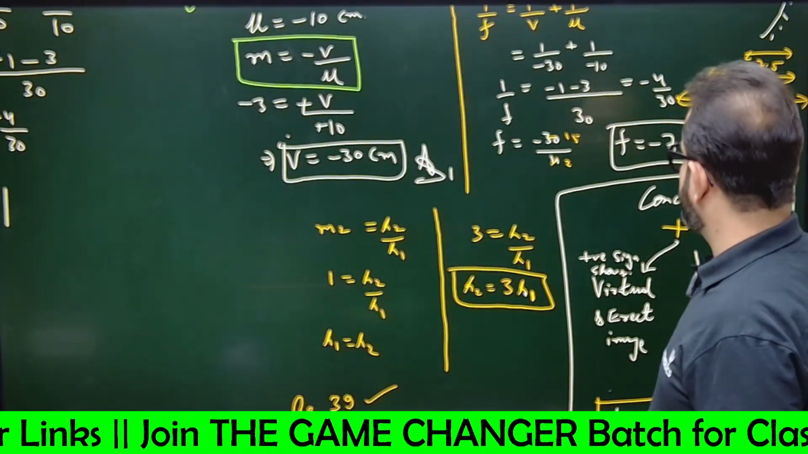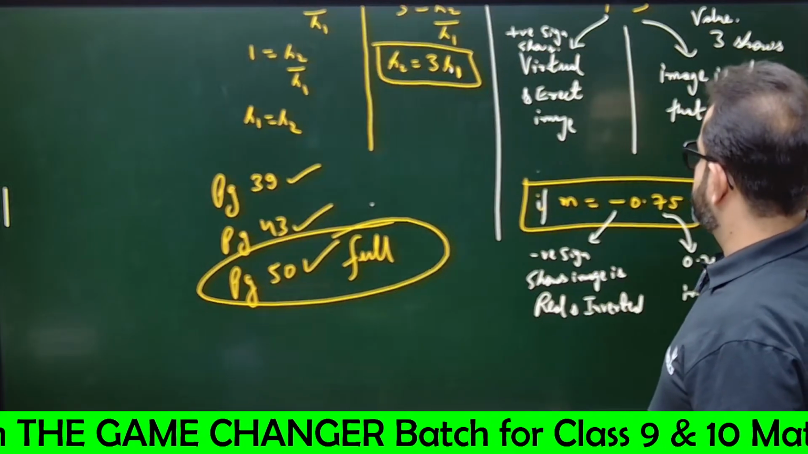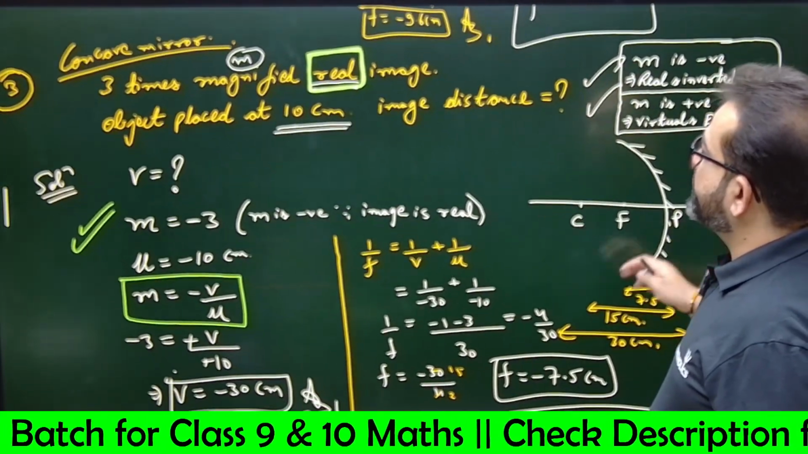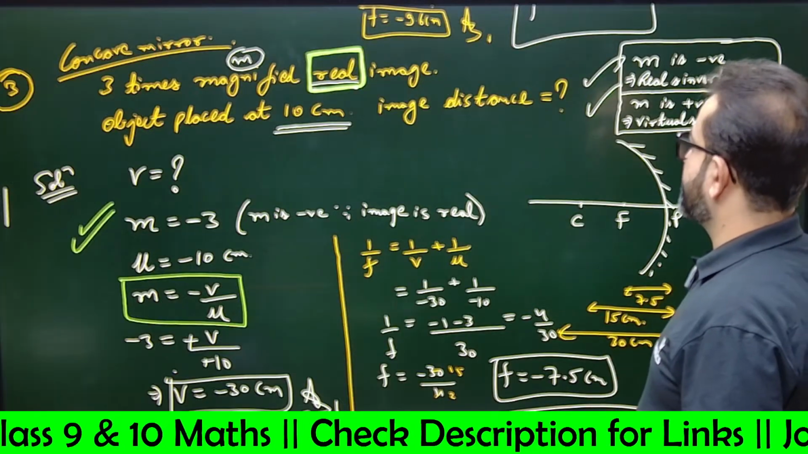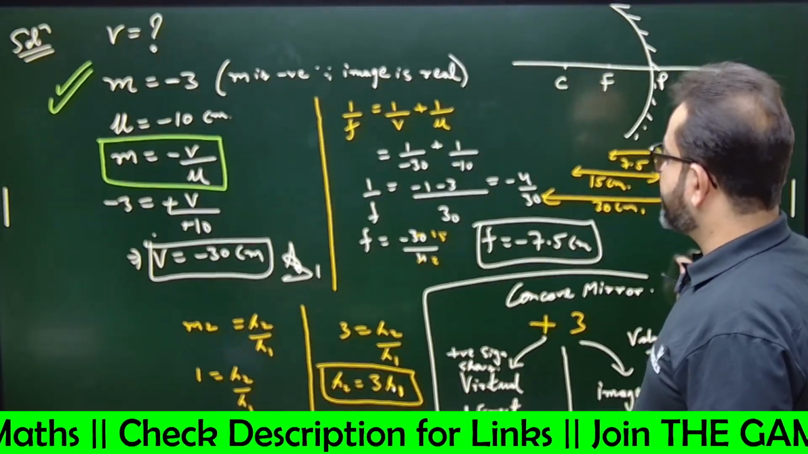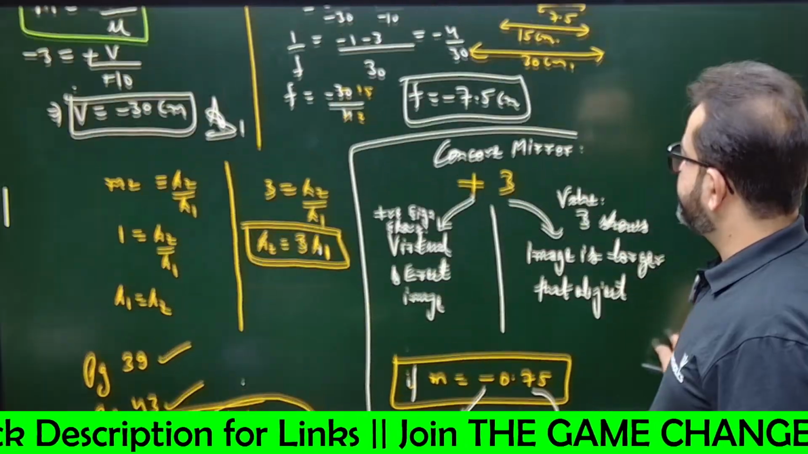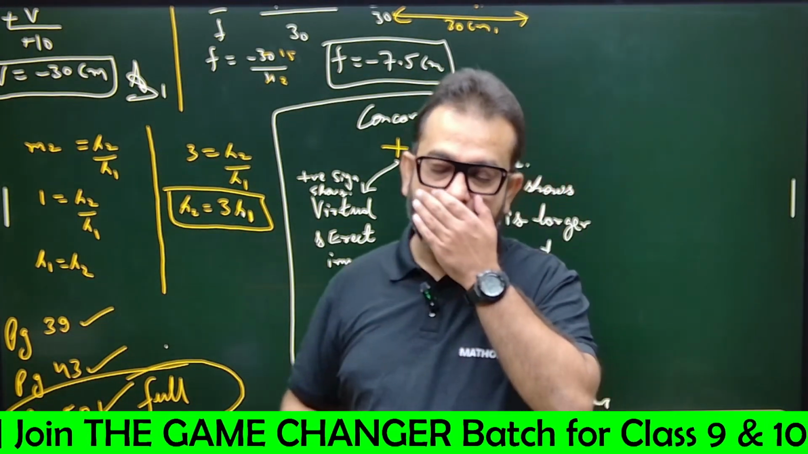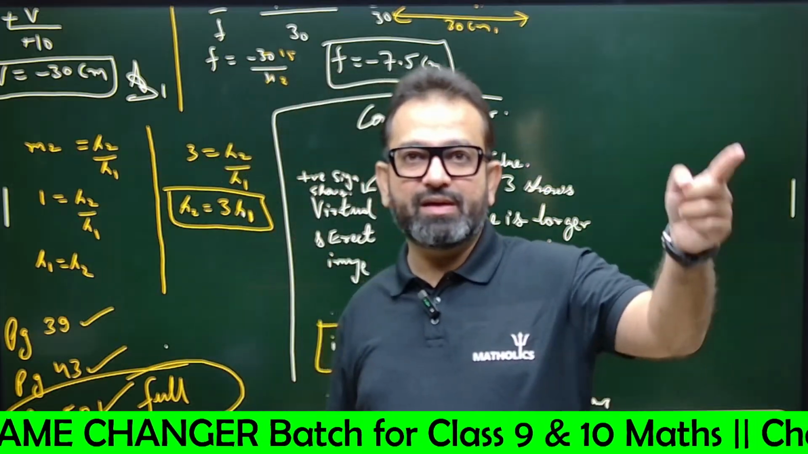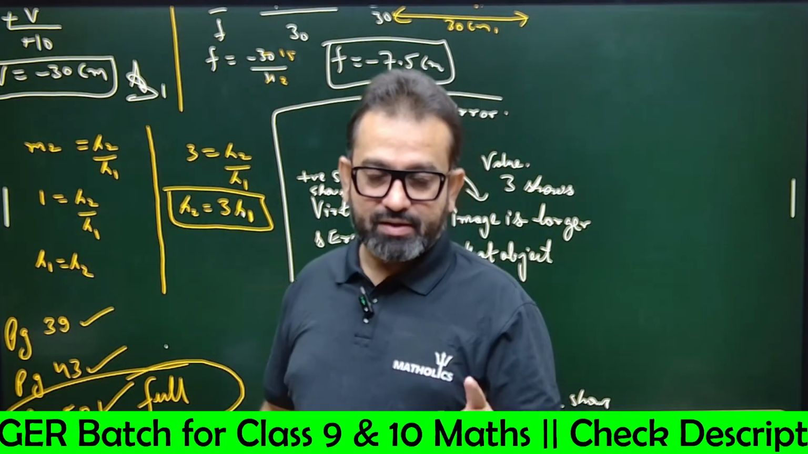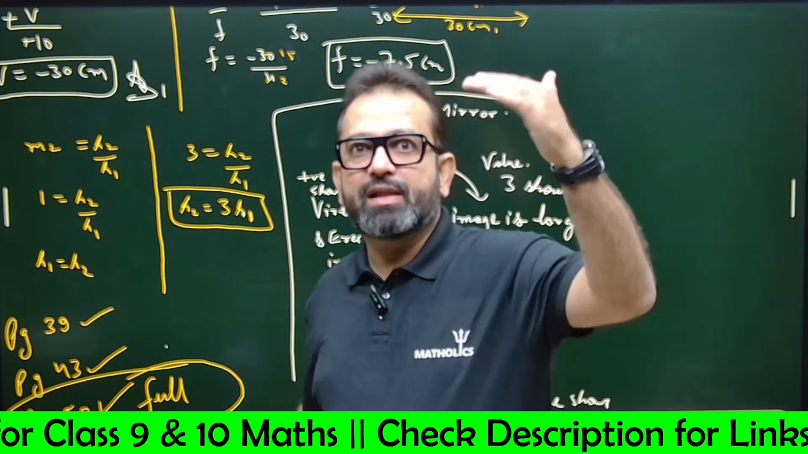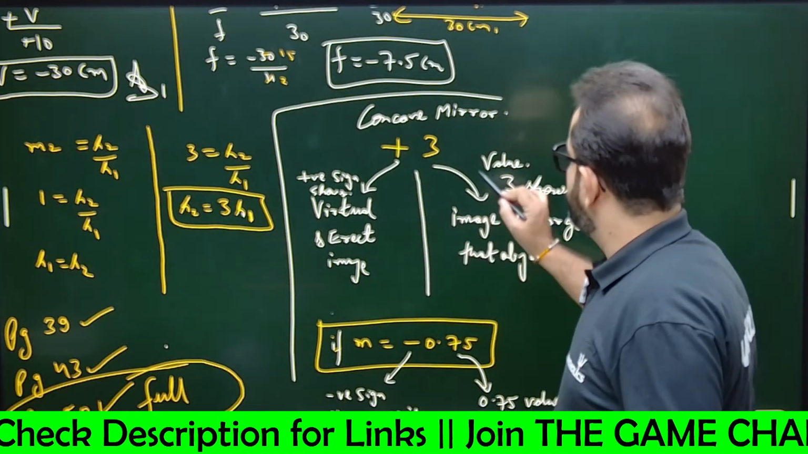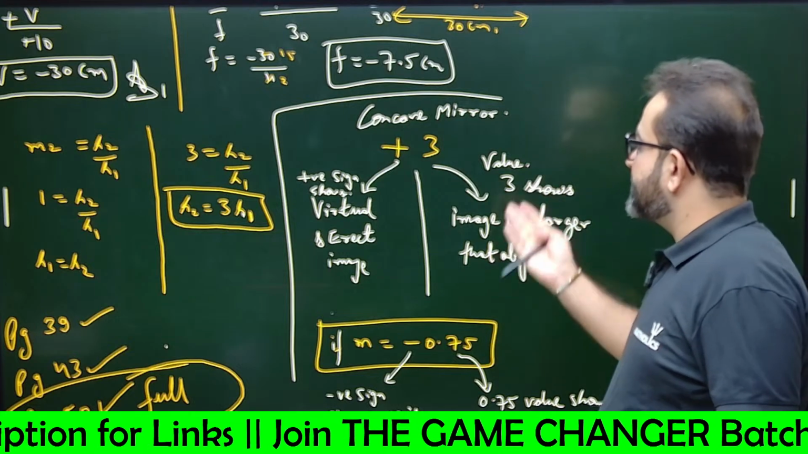So, third numerical. I guess everyone is sorted on how we actually found this, right? Now they are saying find this. We just found that this is the value. Now if magnification is +3, write down this concept. Plus sign means image will be virtual and erect, right? 3 means image is larger than the object, right? Plus sign shows virtual and erect image. +3, value 3 shows image is larger than the object.